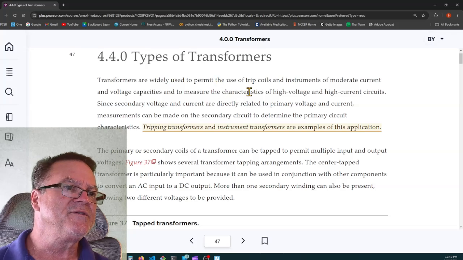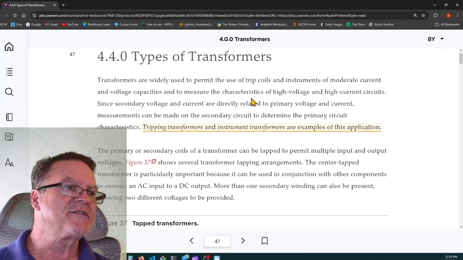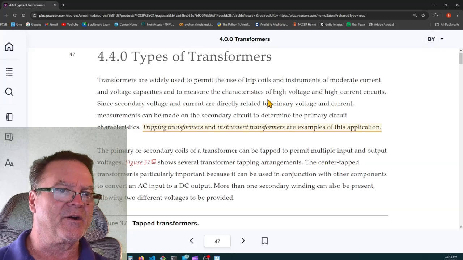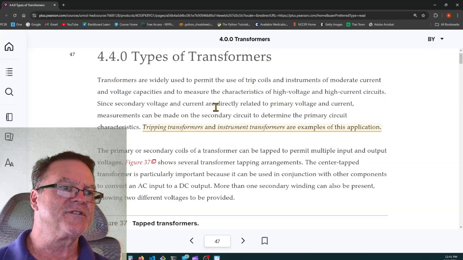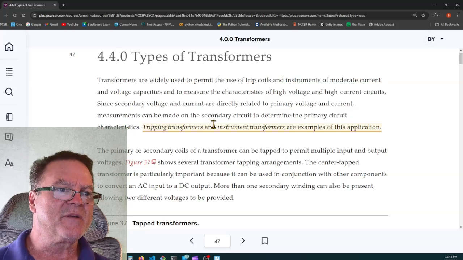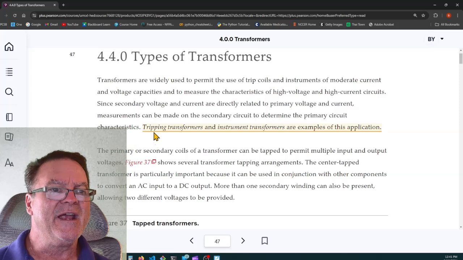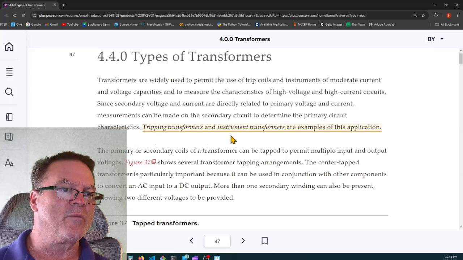Transformers are widely used to permit the use of trip coils and instruments of moderate current and voltage capacities, and to measure the characteristics of high voltage and high current. Since secondary voltage and current are directly related to the primary voltage and current, measurements can be made on the secondary circuits to determine the primary circuit characteristics. Here's a highlight. It says tripping transformers and instrument transformers are examples of this application.